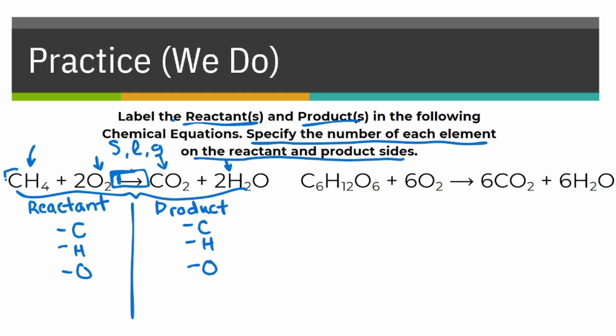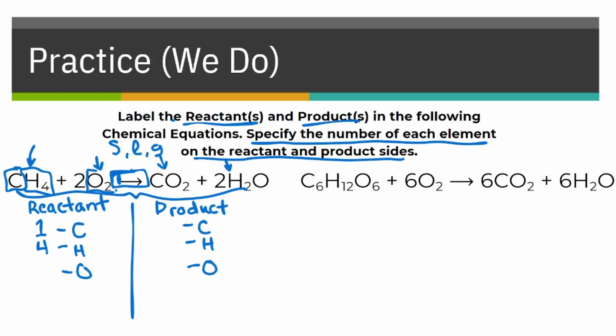I recognize with my single atom of carbon, I have no subscript. Whenever I'm given an element with no subscript, I recognize there will only be one atom. Because we can never have nothing of something, we always represent an element with no subscript as really just being one atom. Now, I look at my hydrogen. Hydrogen on the reactant side has a subscript of 4. That tells me I have 4 atoms of hydrogen.